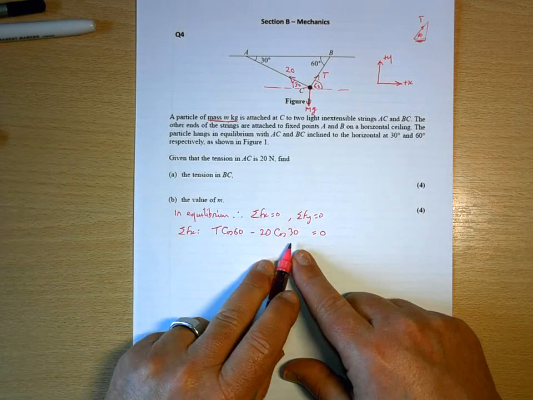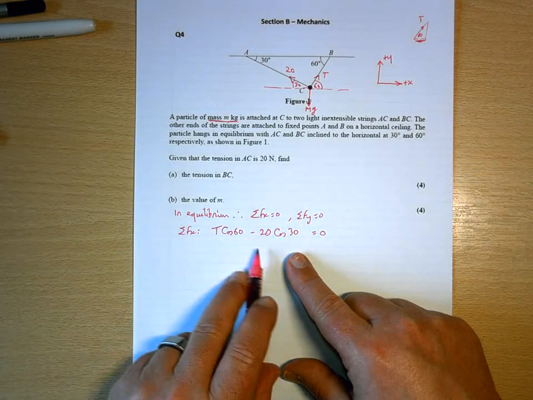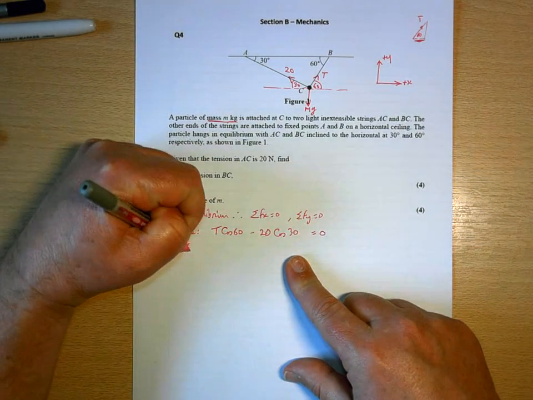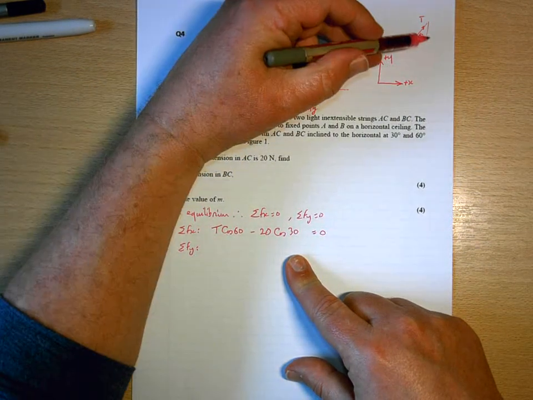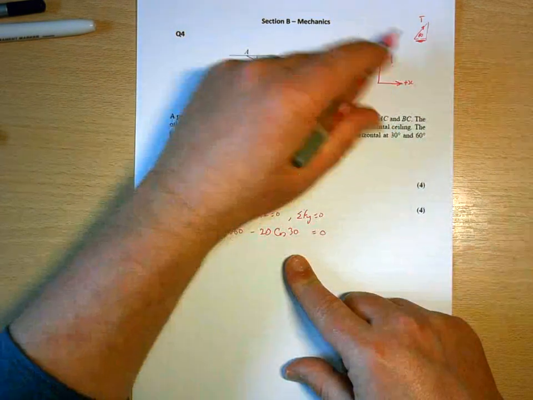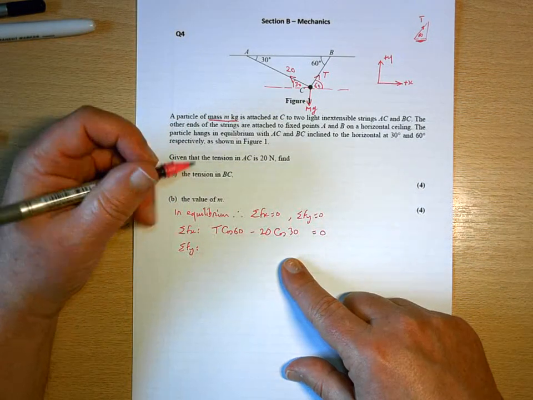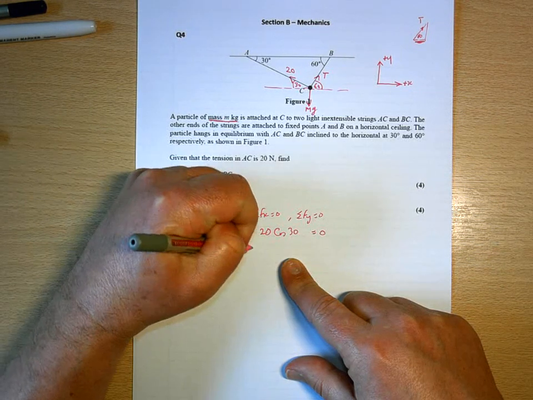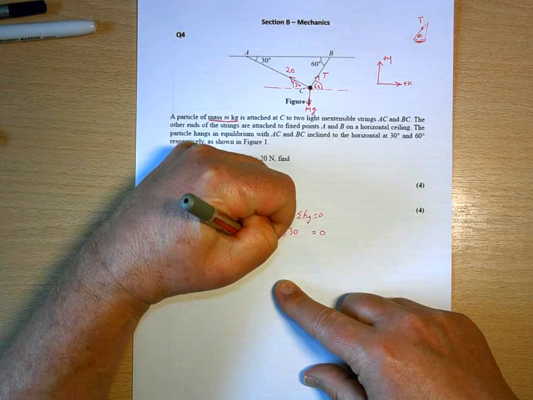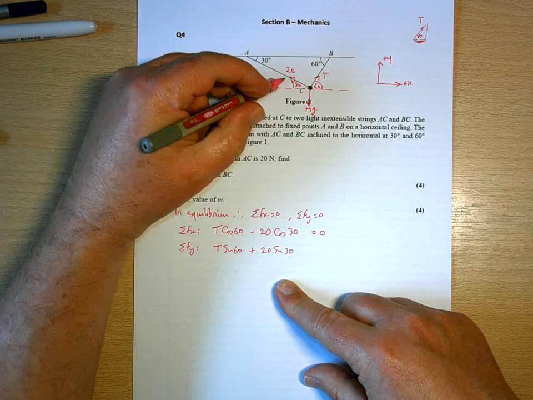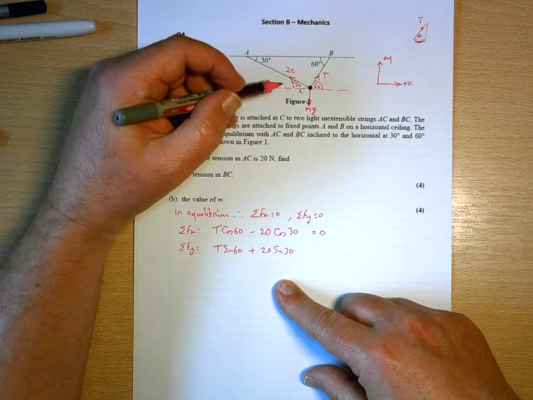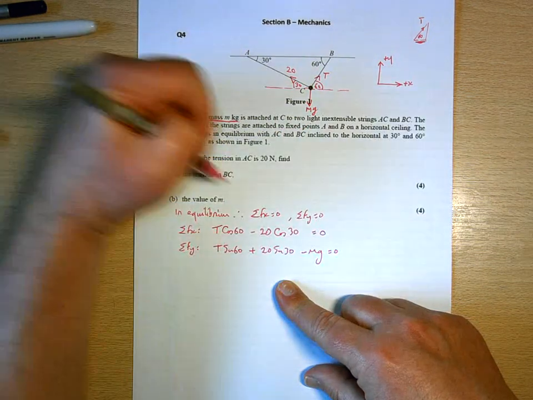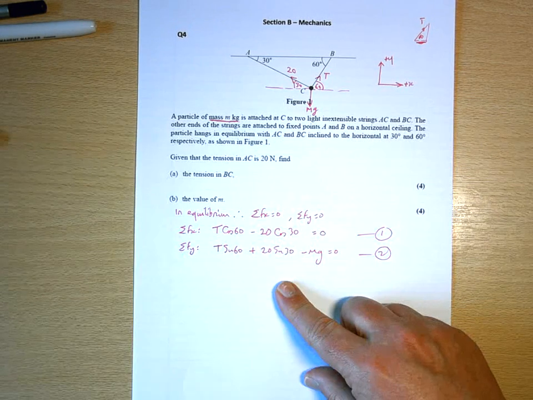And we could just use that to calculate T, but I'm going to get, as I always advise you, all my equations written before I start to manipulate. So Fy, the vertical component, will be opposite the 60, opposite is linked to sine, so that will be T sine 60 plus 20 sine 30, because that's also pulling in the plus y direction, minus mg equals 0. So those are my two equations.